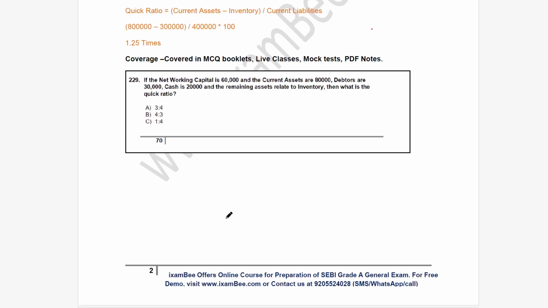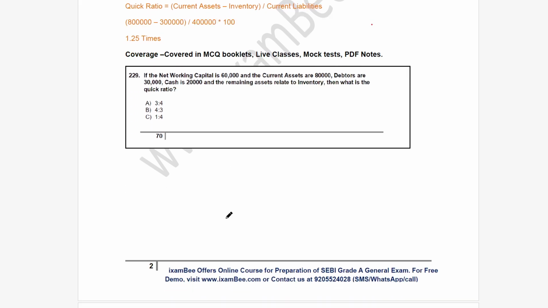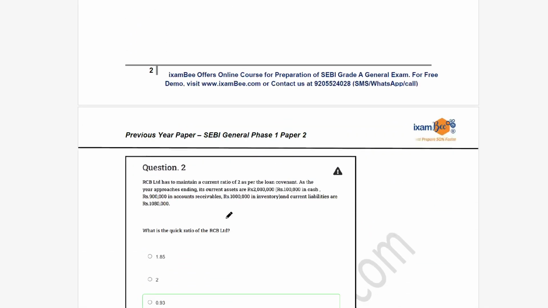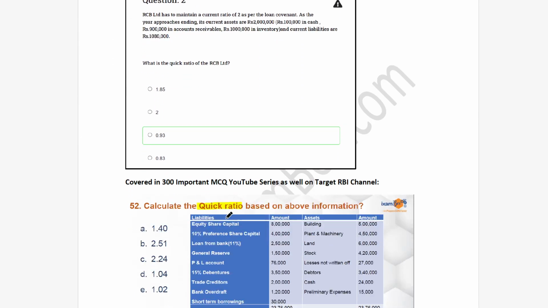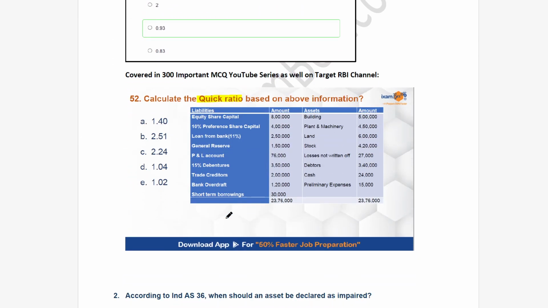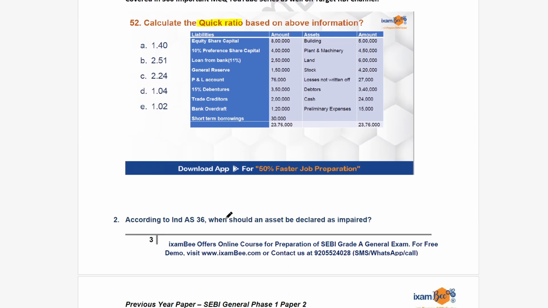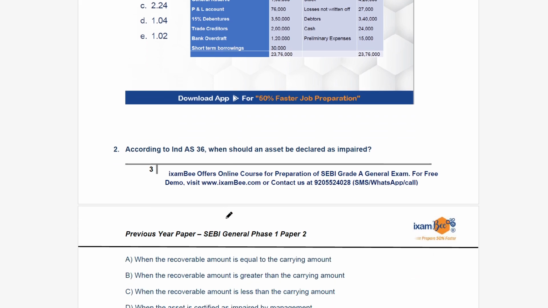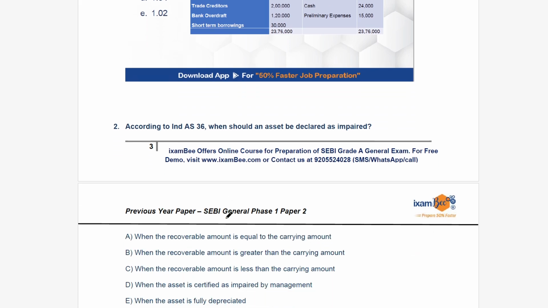You will find them in MCQ booklets, you will find them in chapter tests, you will find them in class discussions, you will find them in notes. So as you can see, we had covered that multiple times. It is one of the most important ratios that is being asked in the exam over and over.